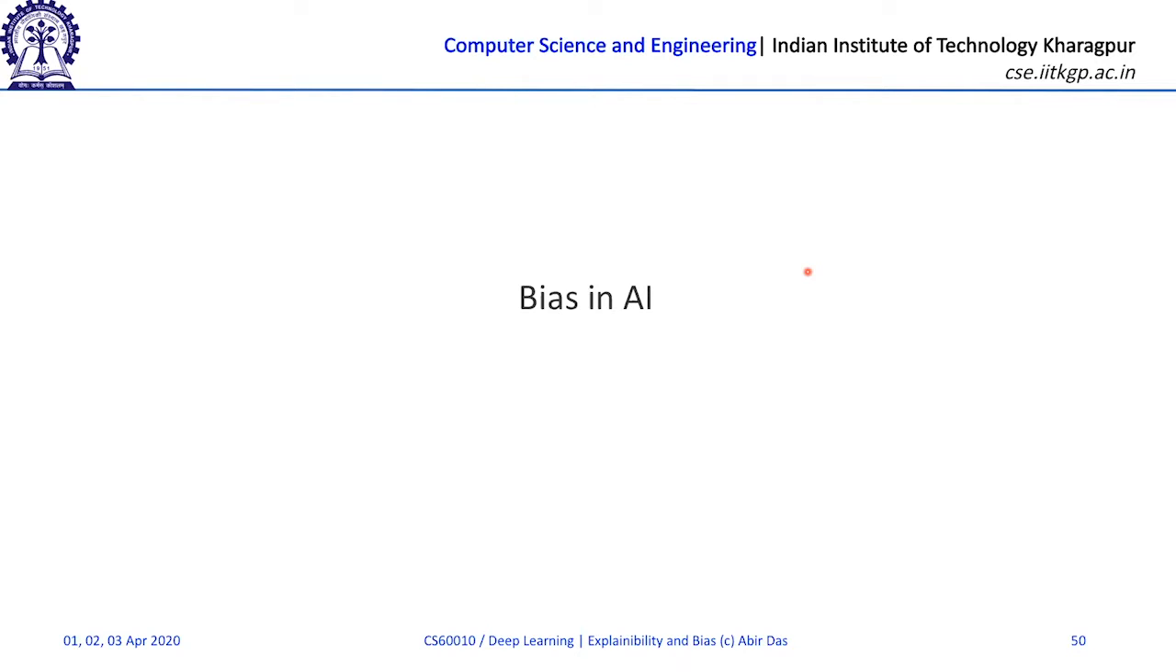We'll first define what bias is and how it can affect things, what the sources of it are, and then later we'll discuss in detail one work in computer vision which mitigates a type of bias in image captioning models.